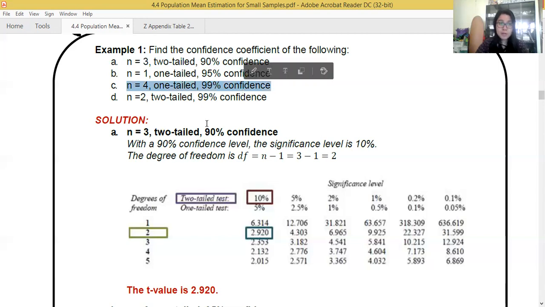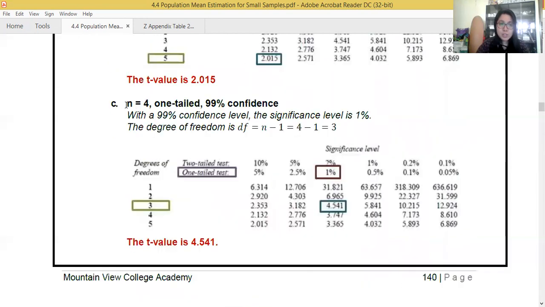Next, let me have letter C. n equals 4, 1-tailed at 99% confidence level. So just go to C. With n equals 4, our degree of freedom will be 3. That's 1-tailed. You have a 99% confidence level, so subtract it from 100. Our significance level is 1%. Find its intersection. Our tabular value is 4.541.